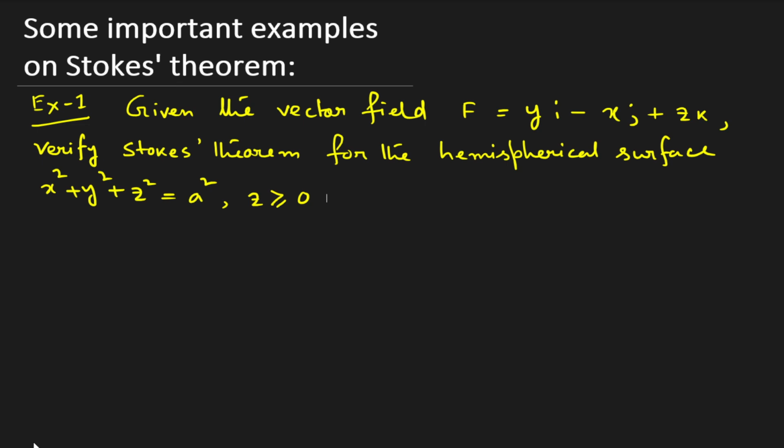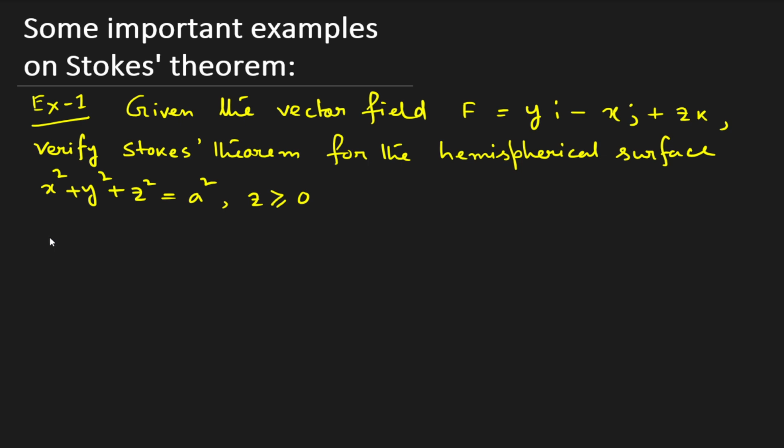Okay, so let's begin. Now see what the first problem is. Given the vector field, one vector function is given, capital F bar, which is y i cap minus x j cap and then z k cap. What we have to do is verify Stokes theorem. So when it is asked to verify, that means we have to find the left hand side and right hand side separately, for the hemispherical surface x square plus y square plus z square equals a square, and z is greater than or equal to 0.